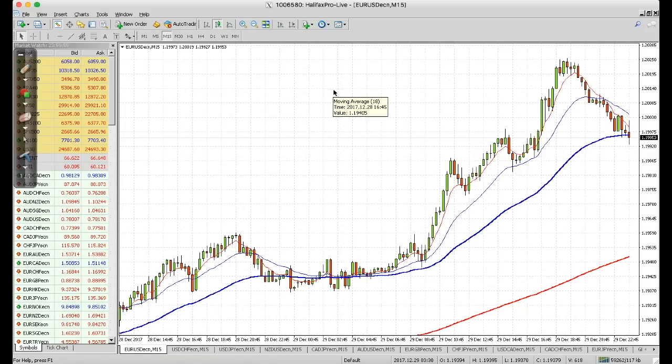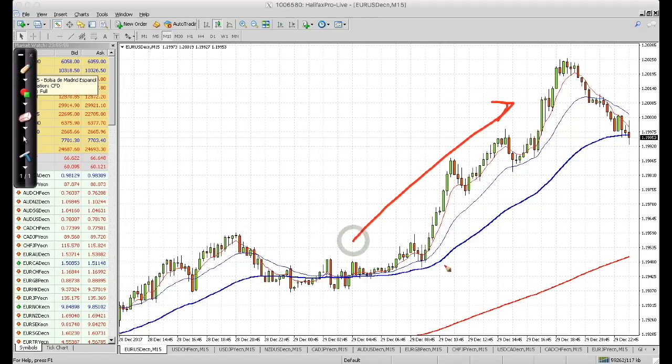Oftentimes you find support and resistance levels when the price is going sideways in a consolidation. When it's in a very clear uptrend or clear downtrend, you don't really see support and resistance levels as much. You want to see a sideways pattern. Over here, the price is pretty much in an uptrend, so I don't really look for support and resistance at this level. And how do you know it's a clear uptrend? Well, the clue is in the moving averages. I'll talk about moving averages again in a short while.